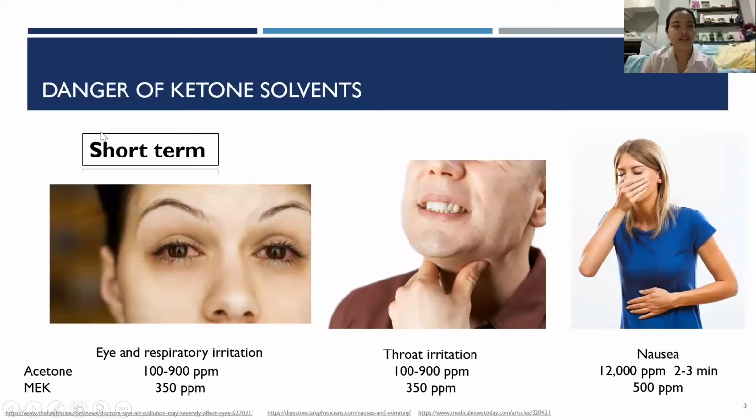So what is the danger of ketone solvents? In the short term, acetone at concentrations of 100 to 900 ppm can cause eye and respiratory irritation and also throat irritation. And at 12,000 ppm, exposed for only 2 to 3 minutes, it can cause nausea. So to detect this gas, a gas sensor is used.